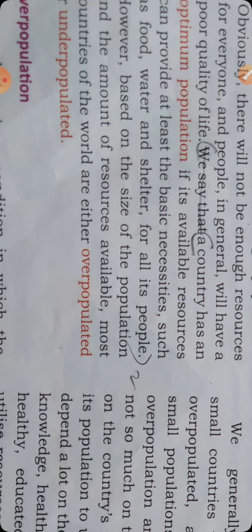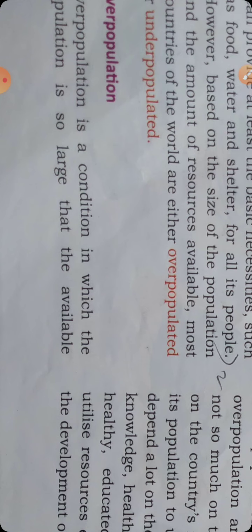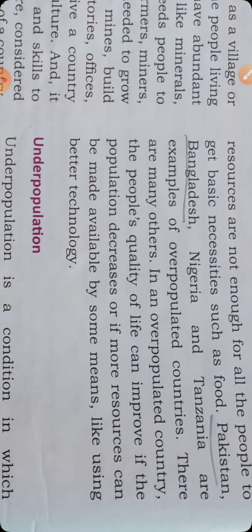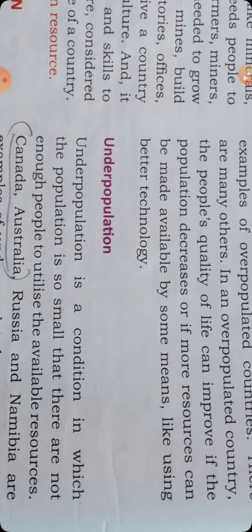Now let us see what is overpopulation. Overpopulation is a condition in which population is so large that the available resources are not enough for the people to get basic necessities such as food. Pakistan, Bangladesh, Nigeria, Tanzania are examples of overpopulated countries because there are many people who are without food. They are importing food for their people. In an overpopulated country, the people's quality of life can be improved if the population decreases and if more resources can be made available by some means like using better technology.